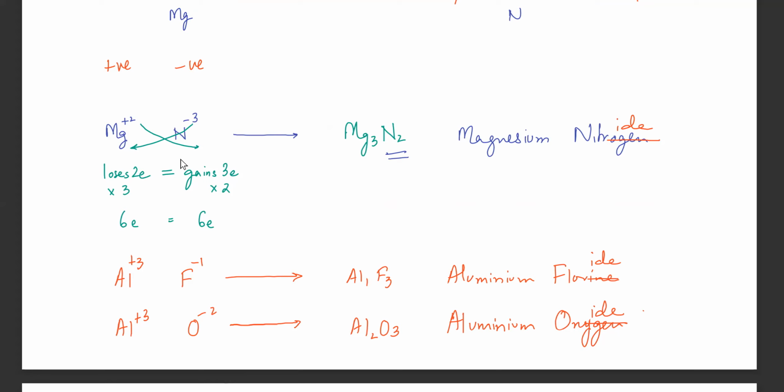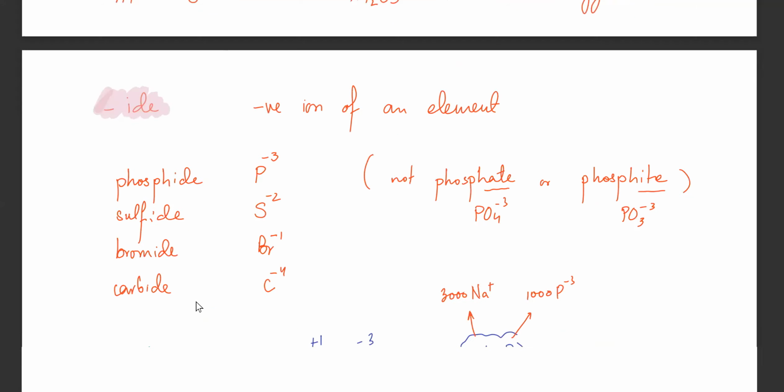Why do you do crisscross? Because the electrons that are lost, +2 का मतलब है 2 electrons lost, -3 means 3 electrons gained. The electrons must be equal. So if you have 3 magnesiums, electrons lost would be 6. If you have 2 nitrogens, the electrons gained would also be 6. तो ये इनको ना equal बनाना है, so which is why you do crisscross.